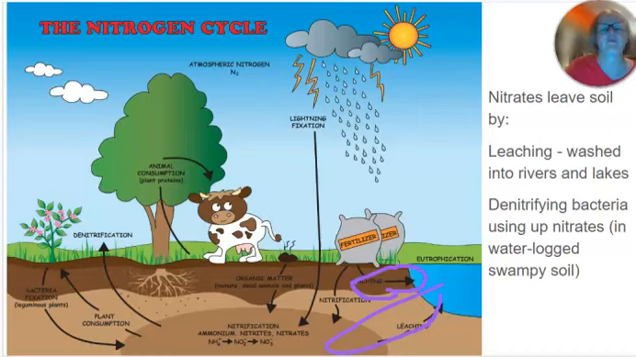Or if your soil is really wet, like swampy or marshy or waterlogged, then there are some bacteria that actually eat nitrates for energy, and therefore they destroy the nitrates in the soil. And that's called denitrifying.